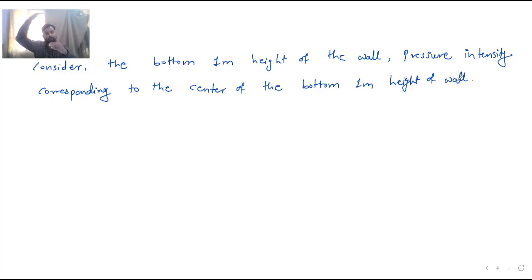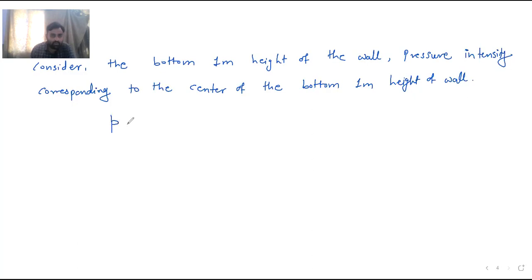From the bottom we have taken 1 meter; the total is 3.5. At that point we are now analyzing the hoop stress and all those things, because at that point it is maximum. So here we will calculate the stress now.